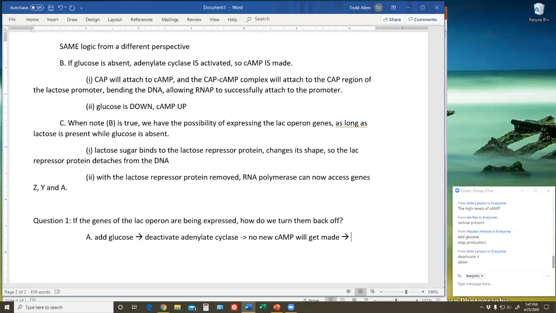And if that's true, will RNA polymerase be able to bind to the promoter? Will RNA polymerase be able to bind to the promoter if all of a sudden there's no cyclic AMP around? Correct, Ian. Why not? Why will RNA polymerase not be able to bind to the promoter if there's no cyclic AMP around? Anybody? If there's no cyclic AMP, why can RNA polymerase not attach to the promoter?